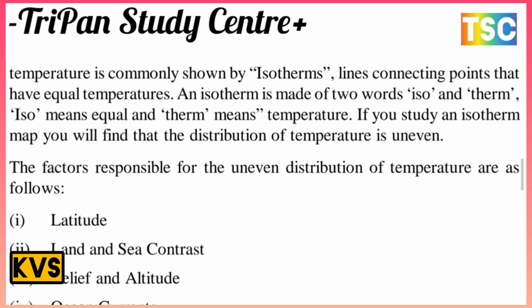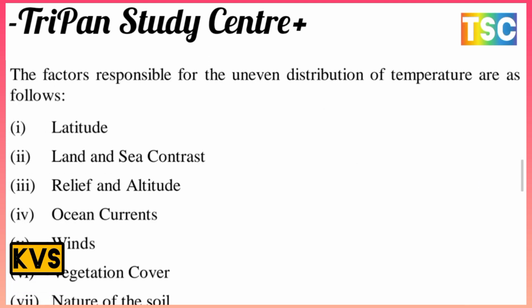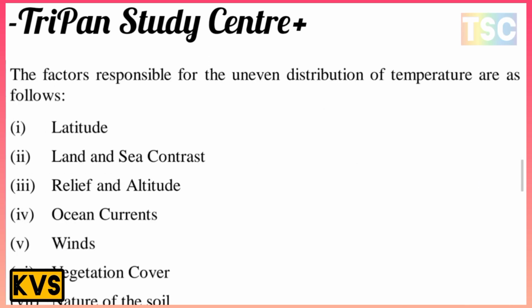If you study an isothermal map, you will find that the distribution of temperature is uneven. Uneven, this is the most important here. The factors responsible for the uneven distribution of temperature are as follows.